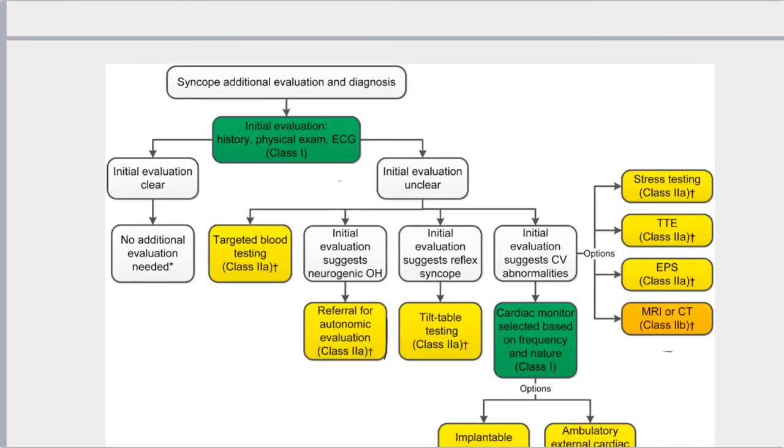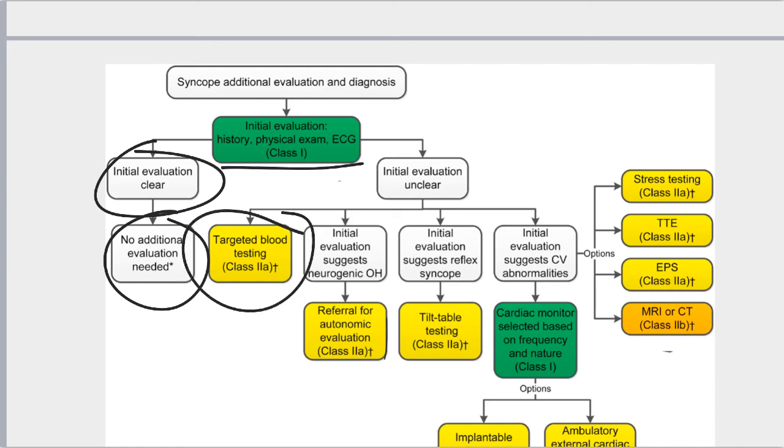When you're working a patient up, the initial evaluation, you do a history, physical, EKG. That's your first step: history, physical, EKG. If it's clear, nothing else needs to be done. Second thing is, it could be very suggestive but somewhat unclear. If it's completely unclear, you can do targeted blood testing.